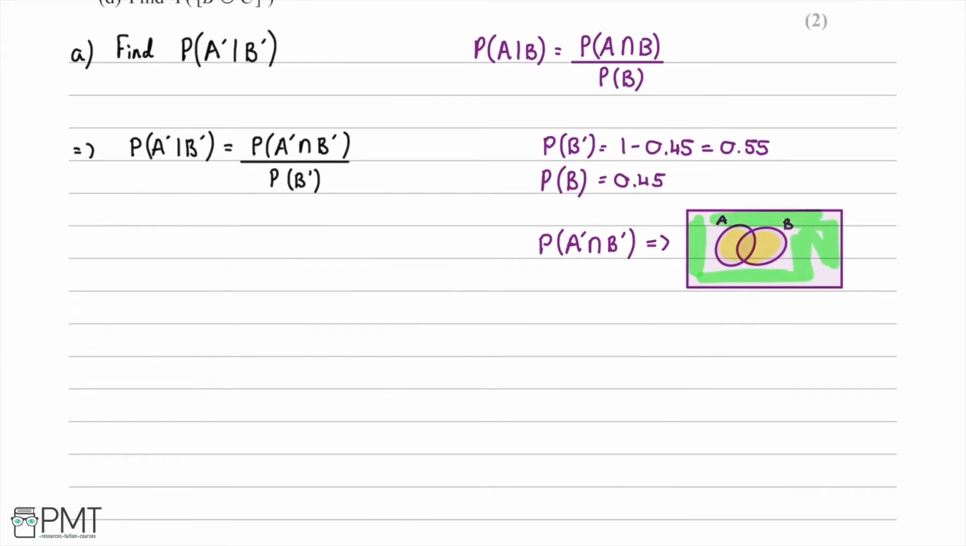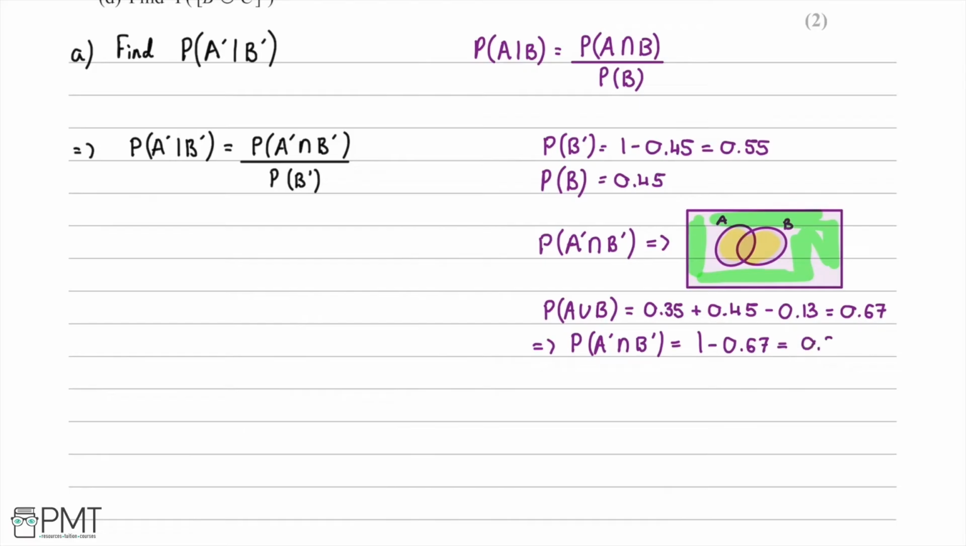This means we can work this green highlighted area out by first working out the probability of the union of A and B, and that is going to be equal to 0.35, which is the probability of A, plus 0.45, which is the probability of B, and then we take away the probability of the intersection of A and B, which is 0.13. Putting this into our calculator, this comes out as 0.67. So therefore, we can find the probability of not A intersected with not B, or the complement of the union, and that is going to be equal to 1, which is the maximum probability, minus 0.67, which gives us 0.33.